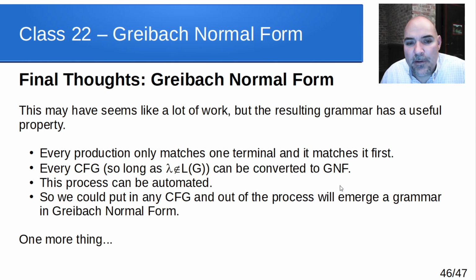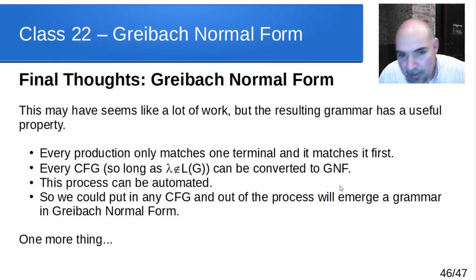And those properties: every production only matches one terminal. So every step of a derivation will only ever match one single terminal before moving on to calling another variable or expanding another variable. And that single terminal always appears first, which means that we're going to process that string in a linear fashion. And every context-free grammar, as long as the empty string is not in that language, can be converted to a Greibach normal form.